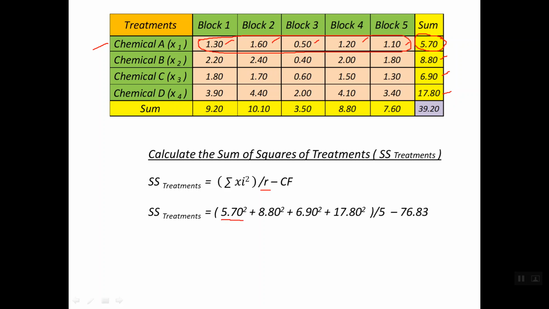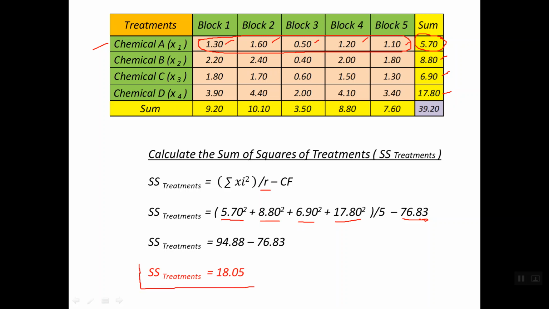So this is the sum for the first treatment, or x1. This is the sum for the second treatment, which is x2. We square it. This is for the third one, and this is for the fourth one, divided by 5, and then minus the value of the correction factor. If you proceed, you can simply get the value of the SS for the treatments, which is equal to 18.05.